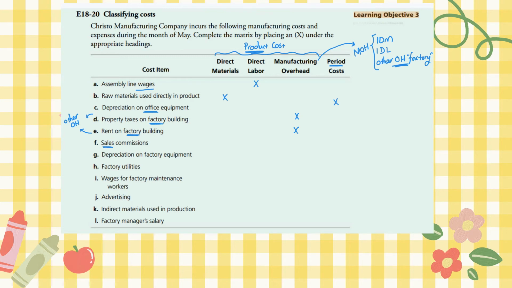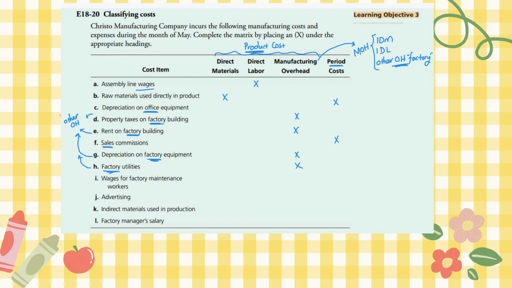Sales commission is not related to the factory, so it's going to be period cost. Depreciation on factory equipment, again, it's other overhead. Any expense related to the factory other than salaries or wages is going to be other overhead, which is part of the manufacturing overhead. Factory utilities, again, other overhead. It's manufacturing overhead.